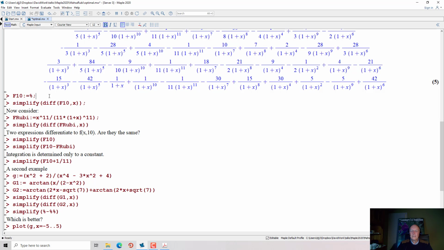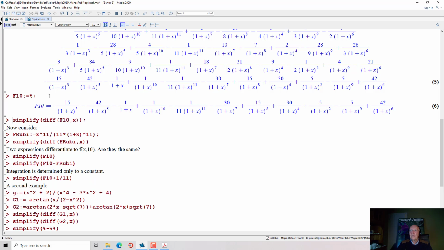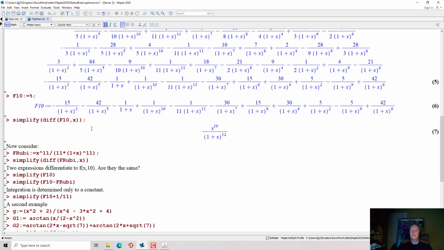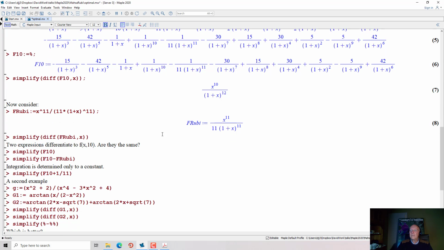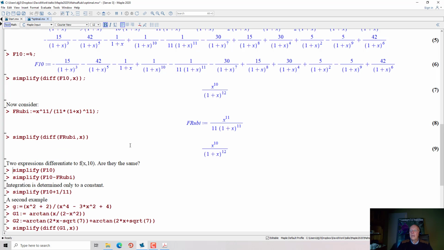I shall assign that to a variable f10. I shall check that everything is okay by simplifying the derivative of f10 with respect to x, and we should get our problem back again. And there we are. Now what is optimal? Well, I'm now going to compare this f10 with another expression. Look at this very simple expression, x to the 11th over 1 plus x to the 11th times 11. I'm going to differentiate and simplify that expression. And you see I get the same result.